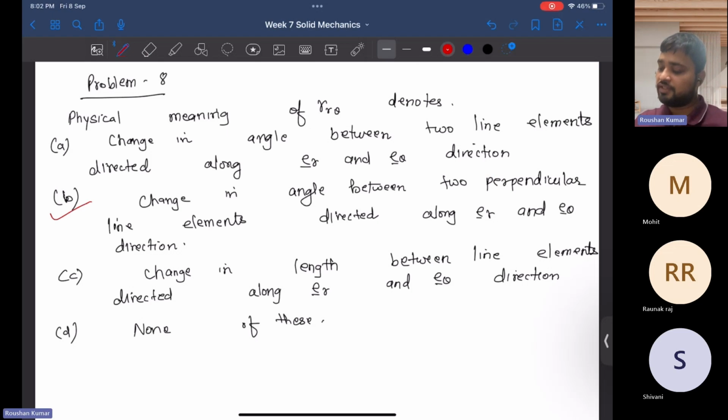The fourth option is change in length between line elements. No, this is not the correct option; this is obviously incorrect. The first option is incorrect because it says the two line elements can be anything: perpendicular, parallel, or making some angle. So don't be confused. This type of tricky question will always be asked in exams.